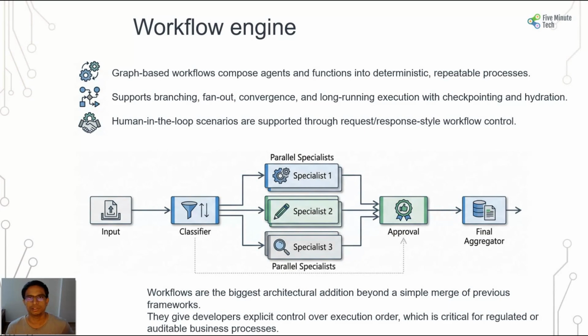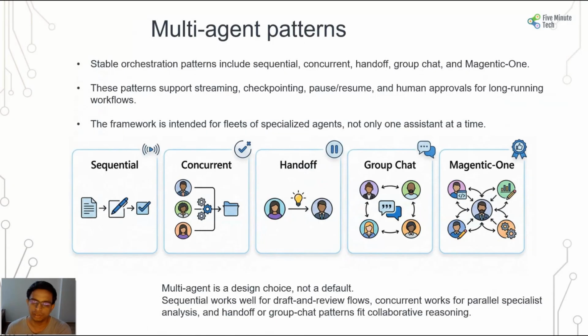Now we are talking about all these things in terms of Microsoft Agent Framework, which also includes multi-agent patterns, which are essentially across the industry, but are also relevant in Microsoft Agent Framework version 1.0, which involves stable orchestration patterns including sequential, concurrent, handoff, group chat and Magentic-One. These are the agentic patterns. These patterns support streaming, checkpointing, pausing or resuming and human approvals for long-running workflows.